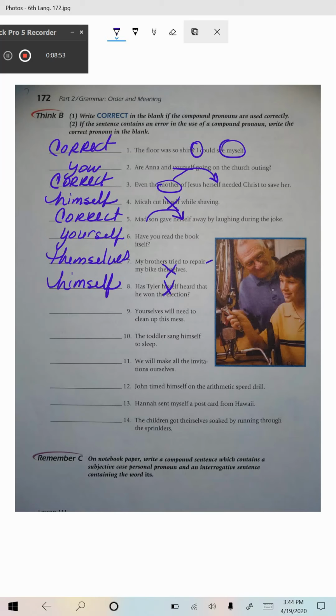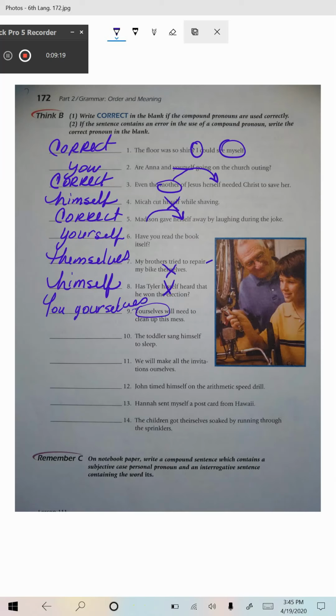Yourselves will need to clean up this mess. Okay, so we can't see, this is all by itself, so that's not good. So you would have to say, you yourselves will need to clean up this mess, giving a little emphasis on you, without me helping you, right?